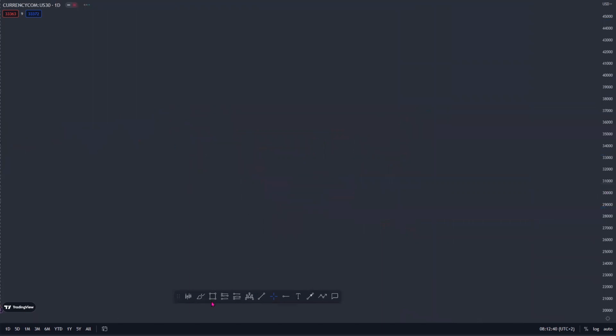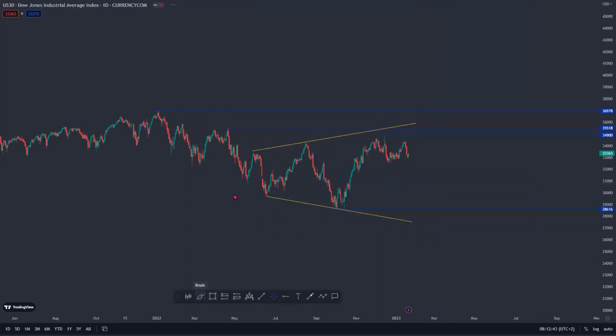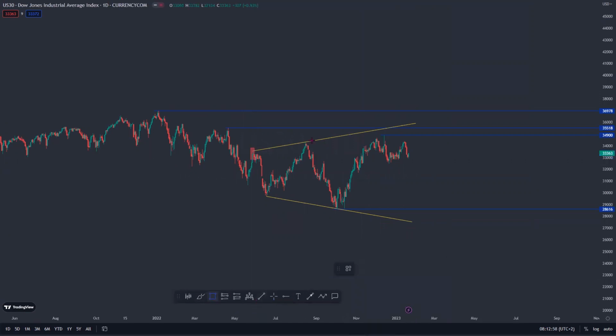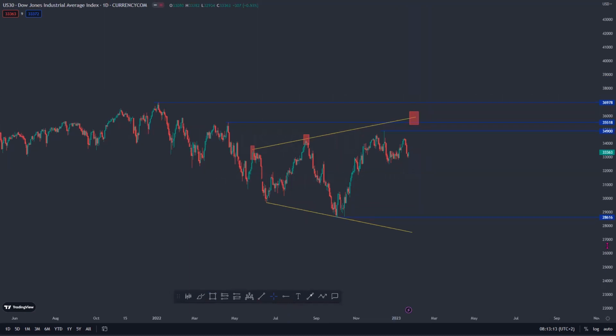So looking at this, we can clearly see this was our first touch. Let me just change the color to red. Sorry, our first touch, second touch, which is this one, and probably somewhere around here we are waiting for the market to give us a third touch. So let's go straight to 4 hour.